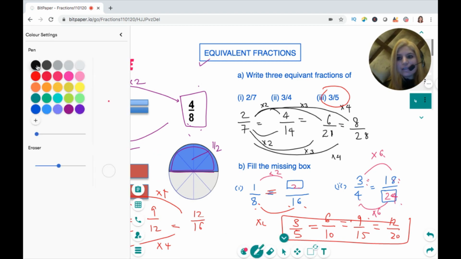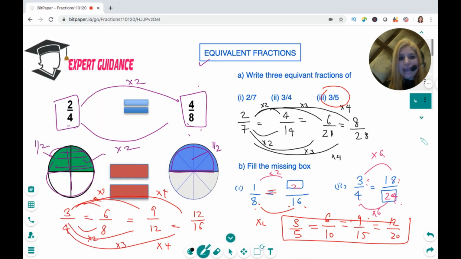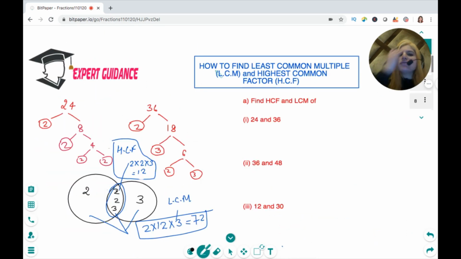Now let's move on to the next bit. The next bit is very important, that you need to find the HCF and the LCM. Now this is another topic of finding the highest common factor and least common multiple, but I'm going over this here because in fractions you need to understand how to find the highest common factor in order to simplify the fractions, and least common multiple to add or subtract the fractions.